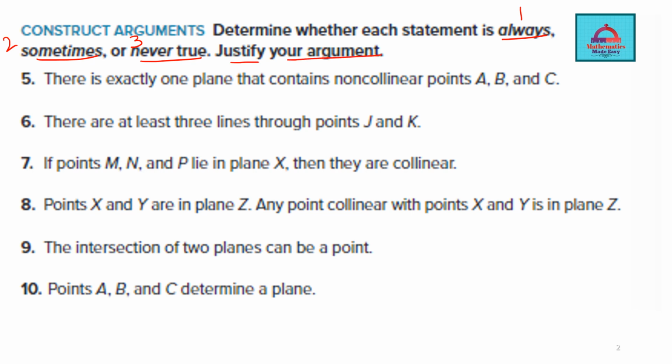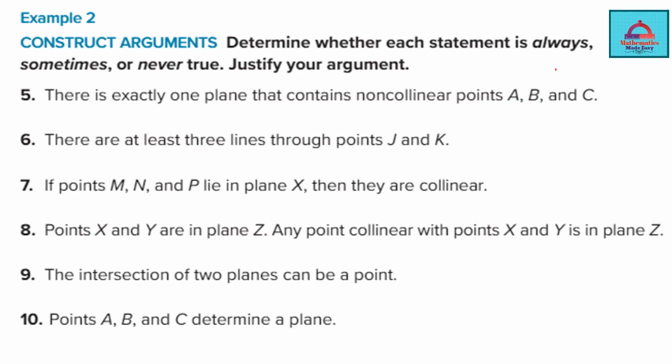And for solving these questions 5 to 10, we are going to use postulates which are based on points, lines, and planes. In the next slide, I'm going to show you these postulates and then we will solve each of these questions 5 to 10 one by one using those postulates. So let's first solve question number 5. This says there is exactly one plane that contains non-collinear points A, B, and C. Let's check the postulate which is giving the solution for this one.